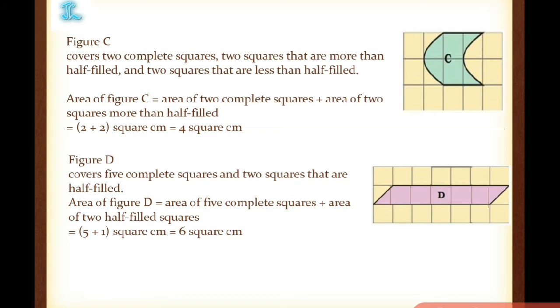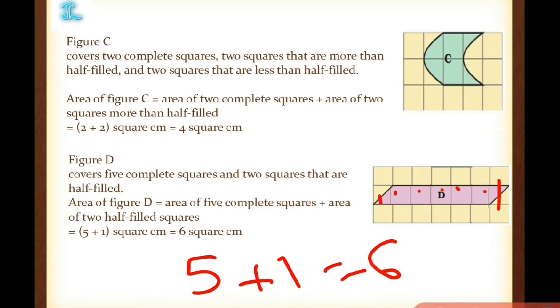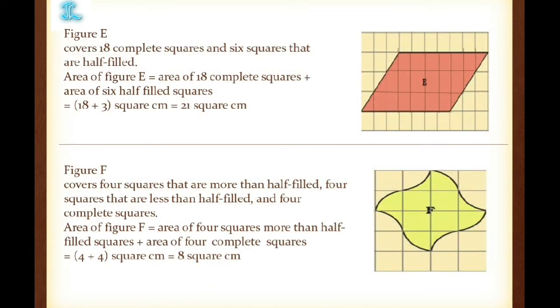Now when we come to D, the area of complete squares: 1, 2, 3, 4, 5. So how many did I get? 5 complete squares plus this, see, exactly half. This is also exactly half. So half plus half is 1, that is 6 square centimeters. Understood all of you? Now next one, figure E.